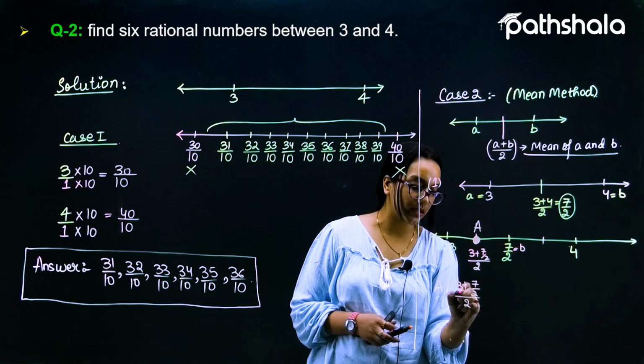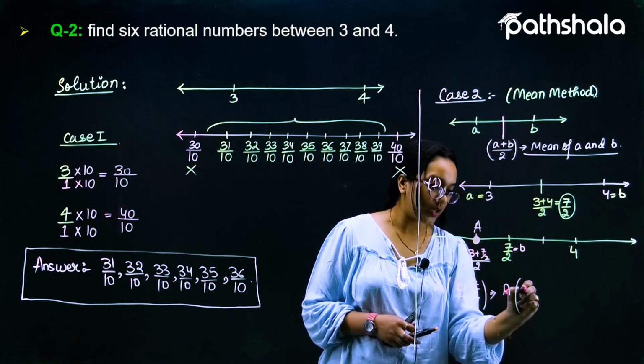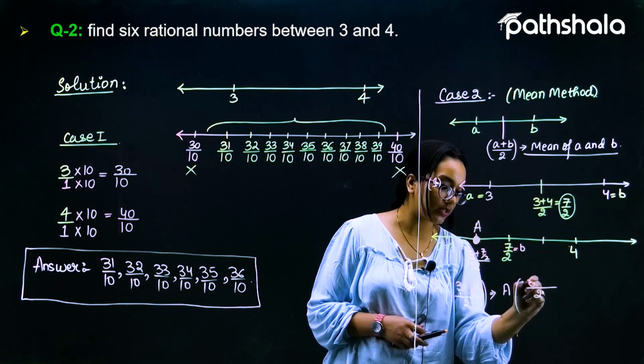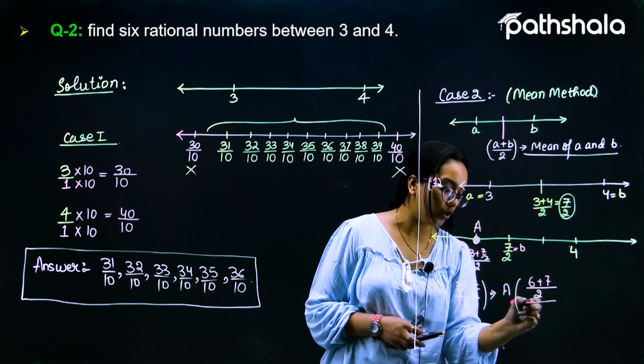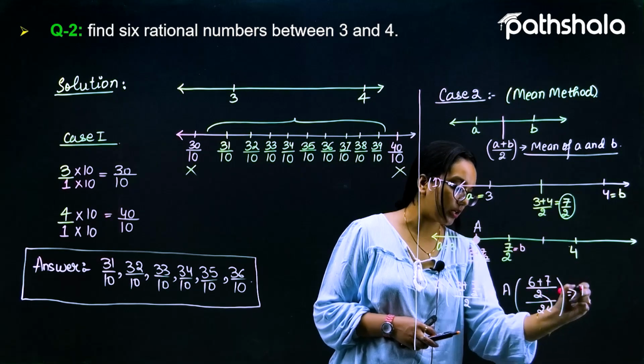So let's take an LCM in the numerator. The LCM of 1 and 2 in the numerator is 2. So it is 3 times 2 is 6 plus 7, divided by 2. Then 2 and 2 get multiplied with each other. So this will be A.